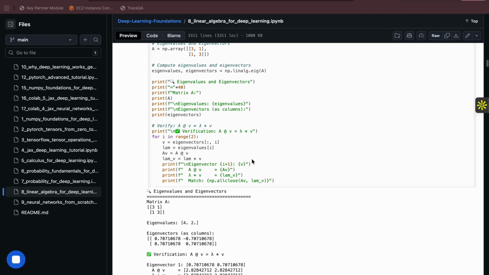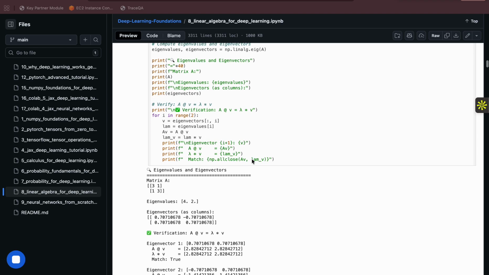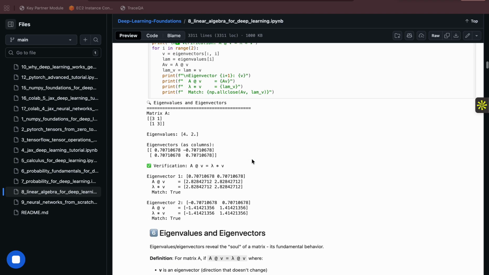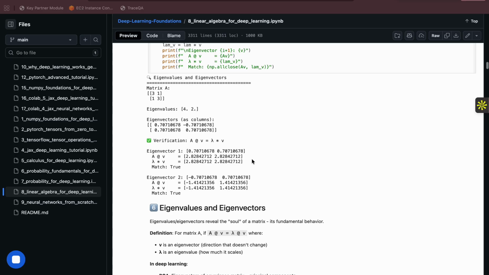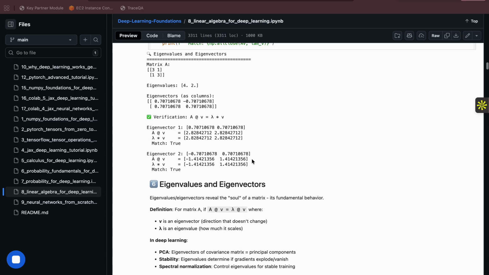First, we verify the eigenvalue equation for a 2 by 2 matrix. So the output confirms that multiplying eigenvectors by the matrix equals scaling them by eigenvalues.